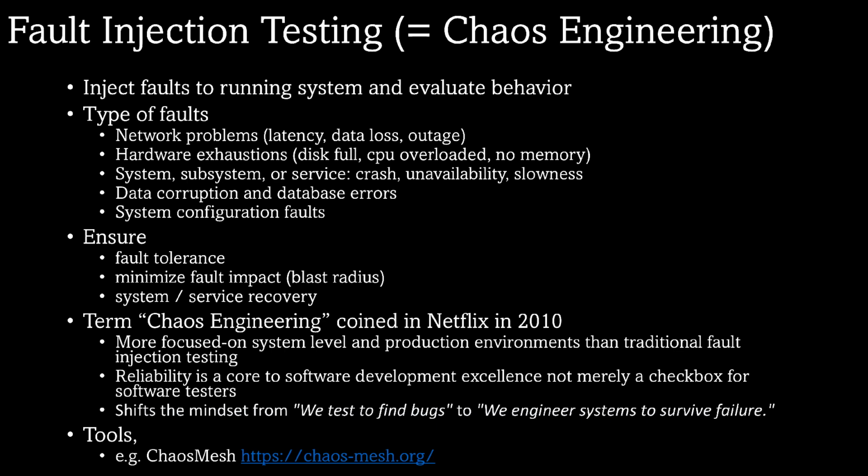The types of faults that can be introduced include network problems such as latency, data loss, or outages. It also includes hardware-related issues like disk space exhaustion, CPU overload, or lack of memory. Other common faults are crashes, subsystem unavailability, or general slowness. We can also test for data corruption, database errors, and configuration-related faults that could impact system behavior.